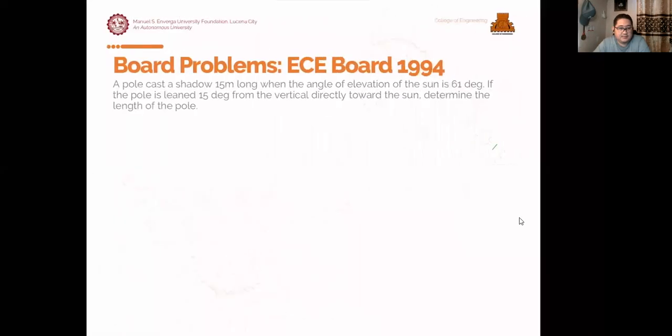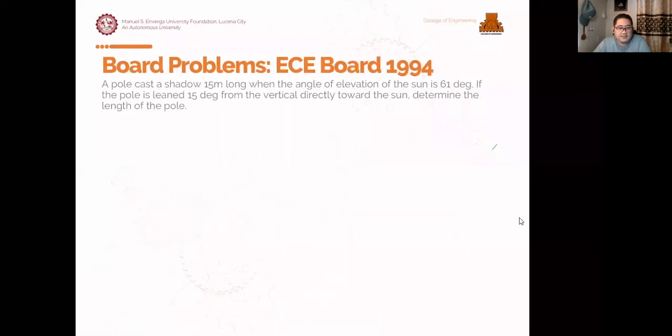Next. A pole casts a shadow 15 meters long when the angle of elevation of the sun is 61 degrees. If the pole is leaned 15 degrees from the vertical directly toward the sun, determine the length of the pole.